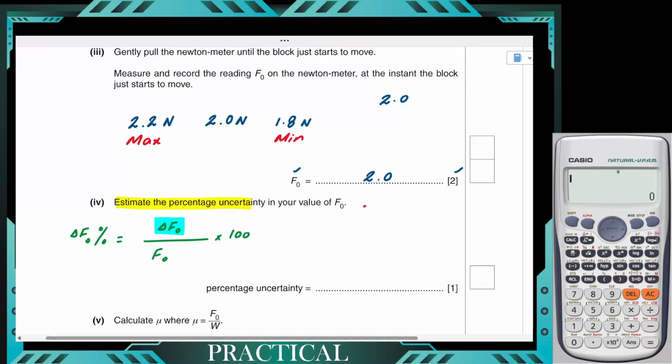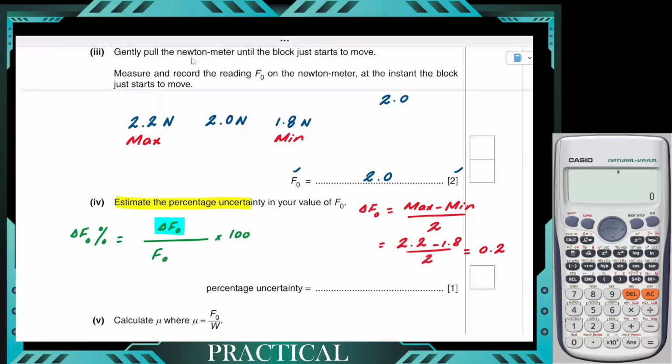For example, this one was the maximum and this one was the minimum. And then you find delta F0. You find absolute uncertainty by this method, which is maximum minus minimum, which is also known as range, divided by 2. So what was the maximum? 2.2. What was the minimum? 1.8. And this thing divided by 2. So 0.4 divided by 2 would be 0.2. So your absolute uncertainty is 0.2. That's the value of delta F0.